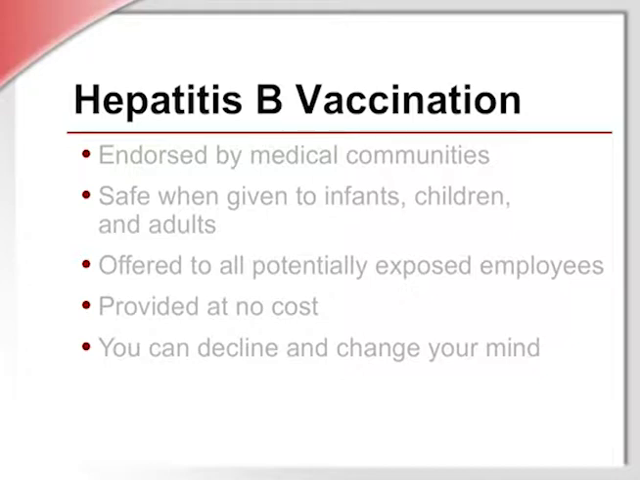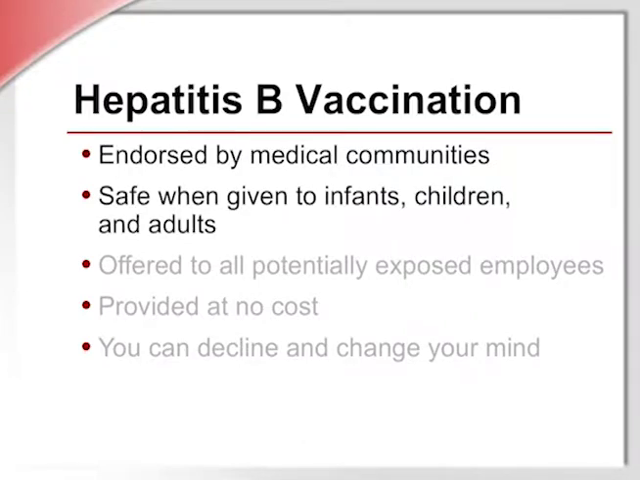Getting a hepatitis B vaccination is strongly recommended to protect against exposure to this disease. This vaccine is strongly endorsed by medical, scientific, and public health communities as a safe way to prevent hepatitis B. The vaccine is safe when given to infants, children, and adults. There is no confirmed evidence that it causes chronic illness. Reports of unusual illnesses following vaccination are often related to other causes rather than the vaccine.